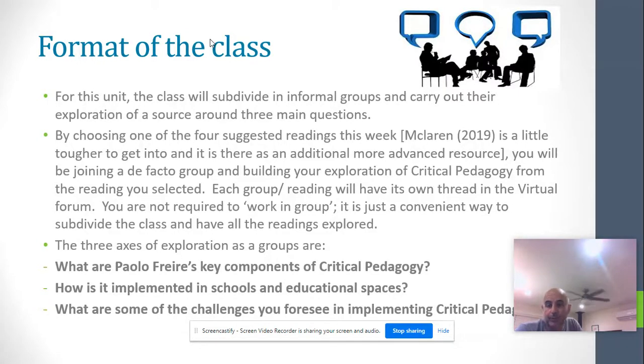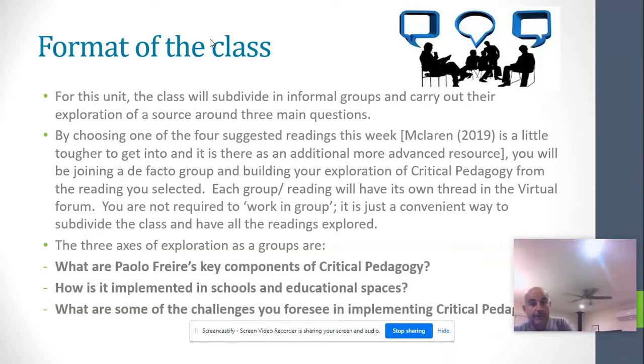And you are going to form basically de facto groups. You're not going to work in a group, but you are going to spread out and pick one of the 4 articles. And I hope that you spread out by statistics. We should have a good chance that everything gets covered. And we have 4 little groups basically engaging with the readings.